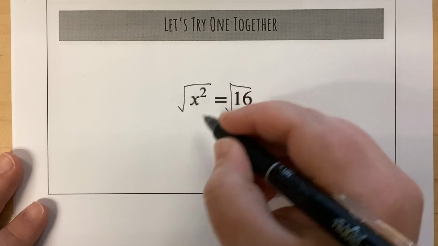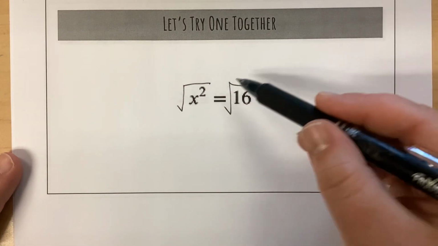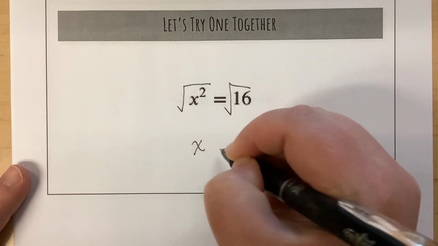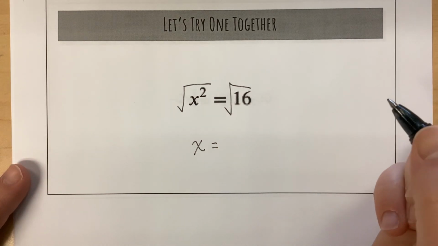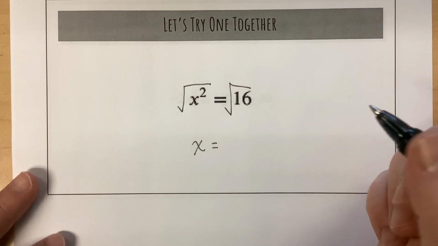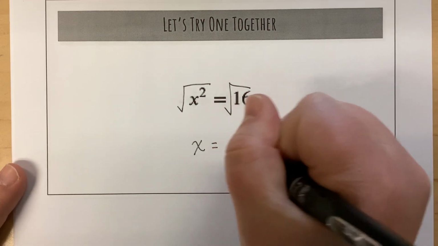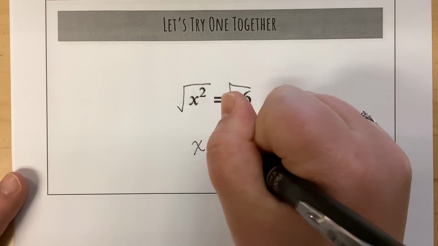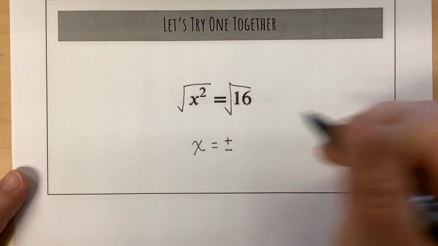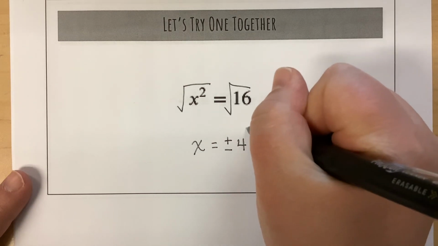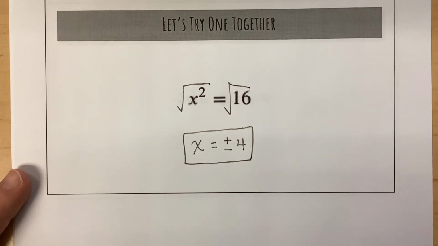So the square root of x squared, as we learned before, you divide the exponent by 2. 2 divided by 2 is 1. So I'm just left with x equals. The square root of 16 is 4, but you have to remember it's actually positive 4 or negative 4, because if I do negative 4 times negative 4, I still get 16. So in math, we use this little symbol. It means plus or minus, and then it is 4, because the square root of 16 is 4. And that's it. That would be your answer for this problem.